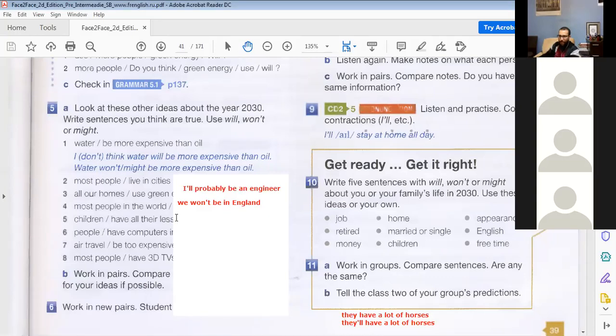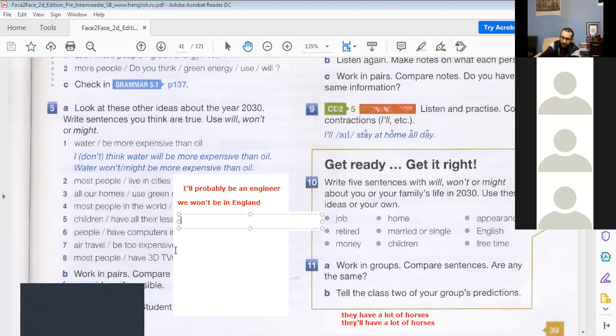Okay, how do we write it? Who can tell me what I should write? W-O-N, I won't. After I, W-O-N-apostrophe-T. And then he said, have much hair. So, I won't have much hair. Okay, let's check our next point.